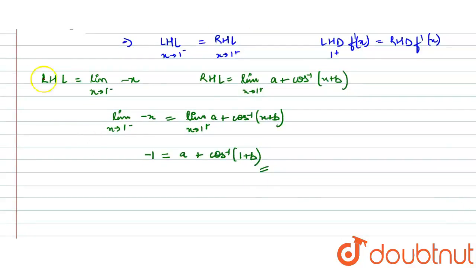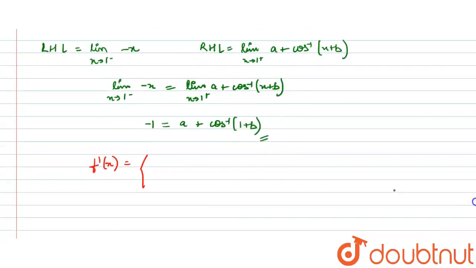Now we take the second case into consideration, that is the left hand derivative and right hand derivative. Before doing this, we first need to find the derivatives, that is f dash x. Now f dash x for x greater than or equal to 1: we have a plus cos inverse of x plus b. Since a is a constant, its derivative will be 0, and the derivative of cos inverse of x is given as minus 1 by under root of 1 minus x square.